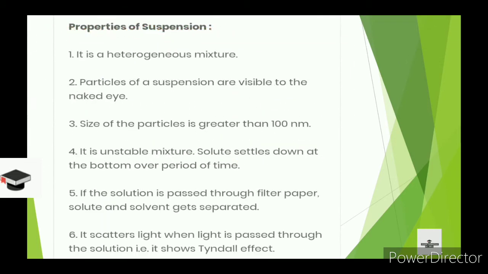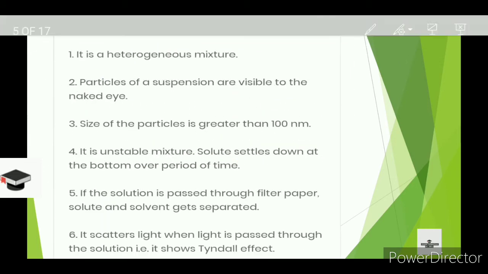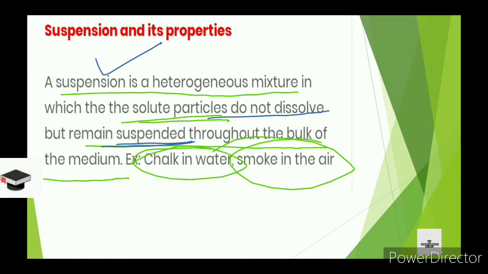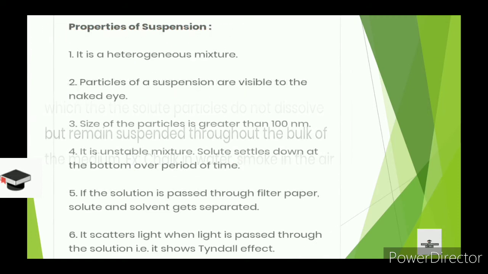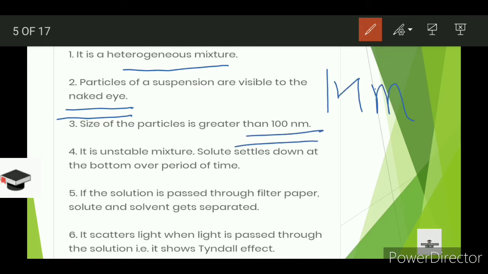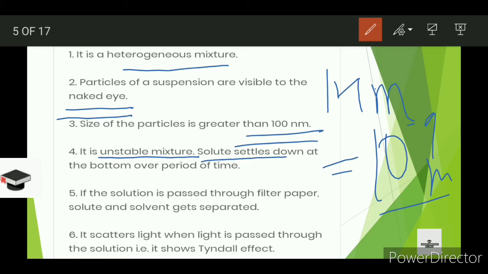Now the next is suspension and its properties. First, it is a heterogeneous mixture, and the particles are visible by naked eyes because they are very large. Size of particles is larger than 100 nm. 1 nm, as I have told you in the previous video, is equal to 10 raised to the power minus 9 meter. It is an unstable mixture because the solute particles settle down at the bottom of the container over a period of time. If the solution is passed through filter paper, solute and solvent get separated.